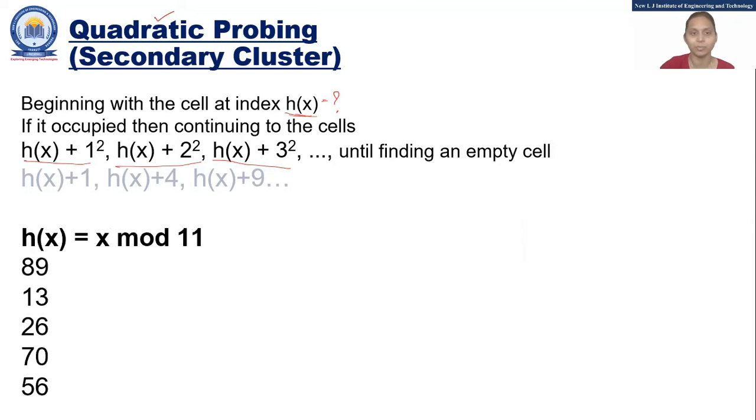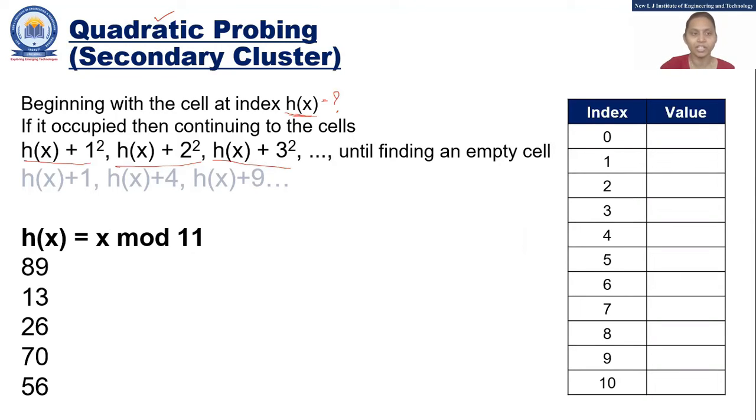Let's take one example here also. For 89, we can directly say it would be stored at which place? 1. 13 would be stored at which place? 2. Now 26 would be stored at which place? 4. Very good. Now 70 would be stored at which place? 70 minus 66 is 4. So it also wants to be stored here, but we don't have any extra space. So they say it can jump to the next position, that is h(x) + 1.